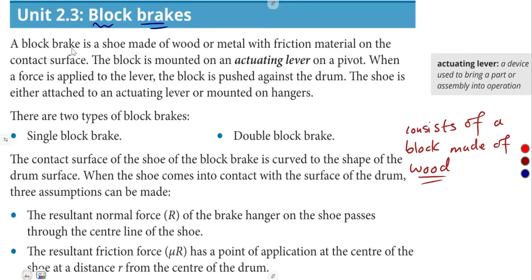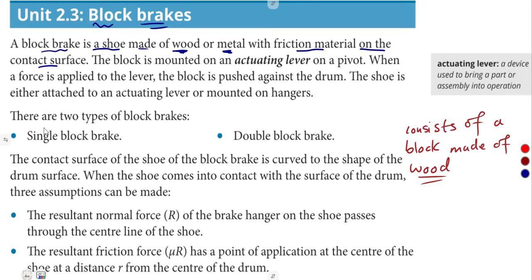We are given that a block brake is a shoe made of what? Wood or metal with the friction material. In other textbooks, they can say or similar materials. Here, wood or metal with friction material on the what? On the contact surface.